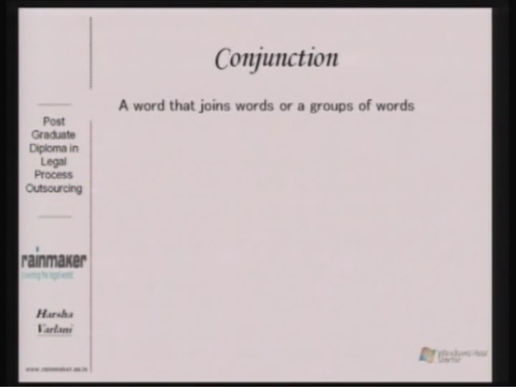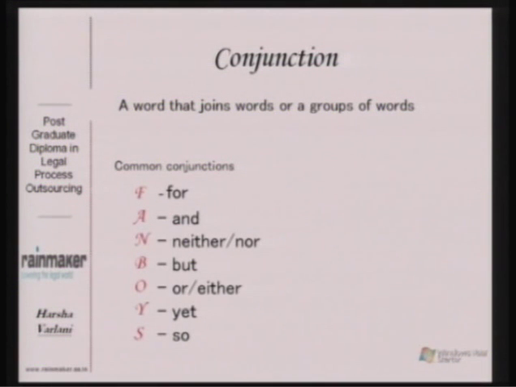Conjunctions. A word that joins words or a group of words is known as your conjunction. These are called your conjunctions. Common conjunctions, an easier way to remember: FANBOYS. F stands for for, A stands for and, N stands for neither, nor, B stands for but, O stands for or, either, Y stands for yet and S stands for so. These are your commonly used conjunctions.